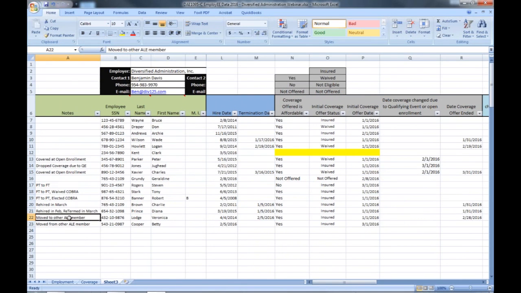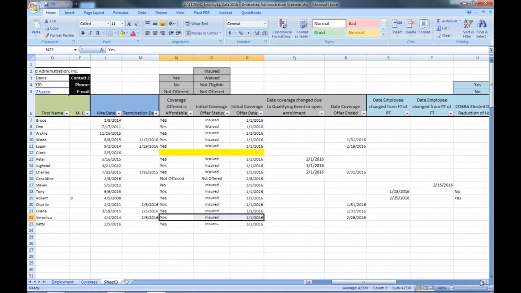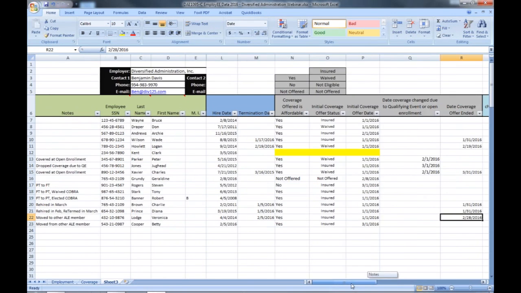Veronica Lodge worked with us for a while, and her last day was February 5th. That's when she transferred to another EIN of our company. Her coverage continued under this employer's plan until the end of the month. From then on, she would show on the spreadsheet of the other employer. When an employee transfers from one ALE member to another, it's important to put this in the notes column.